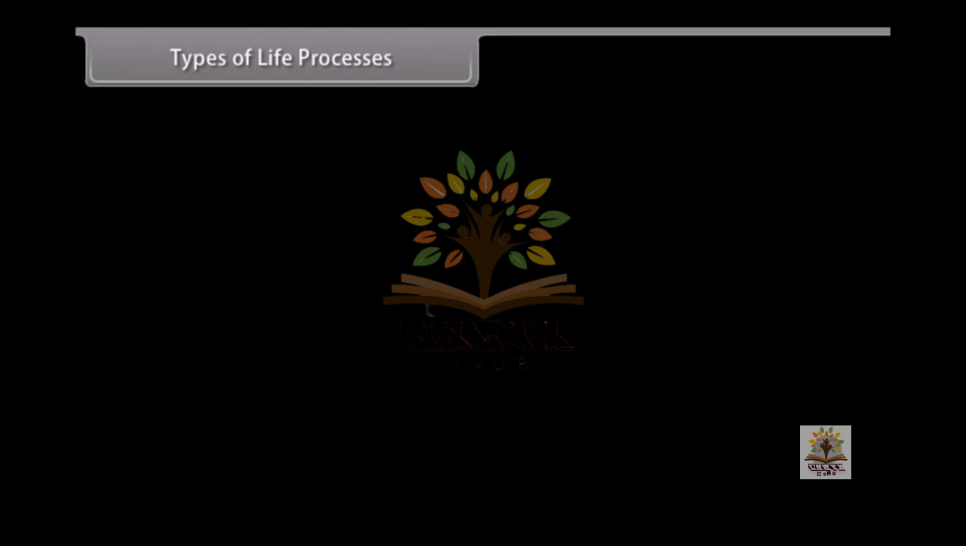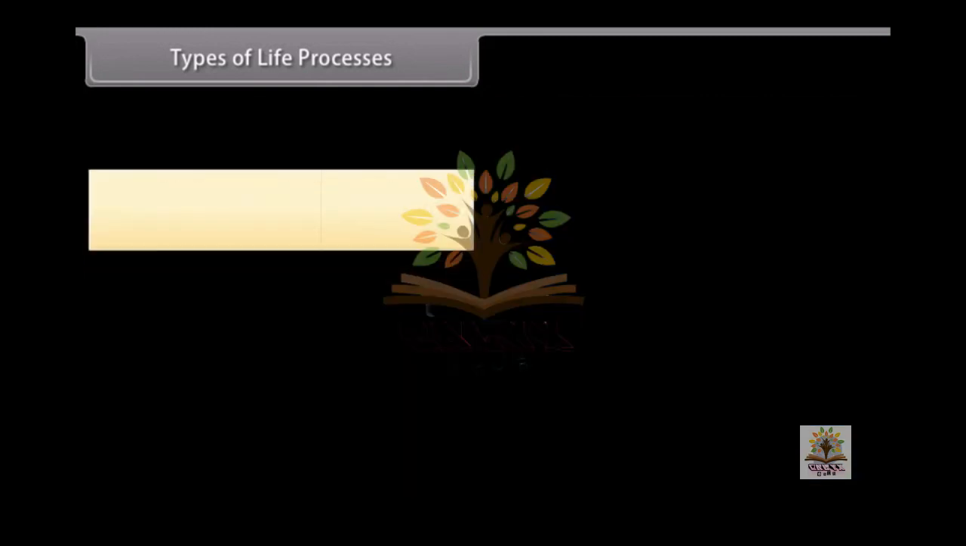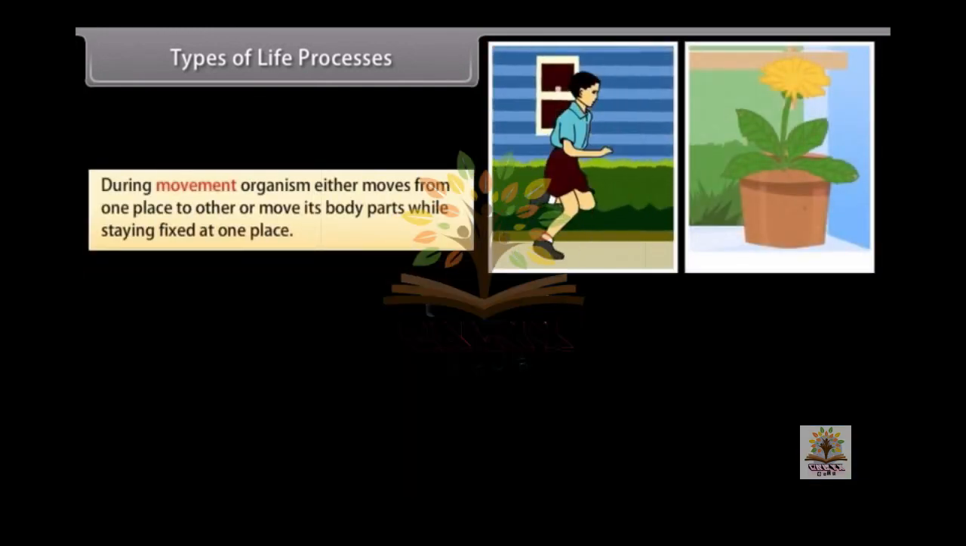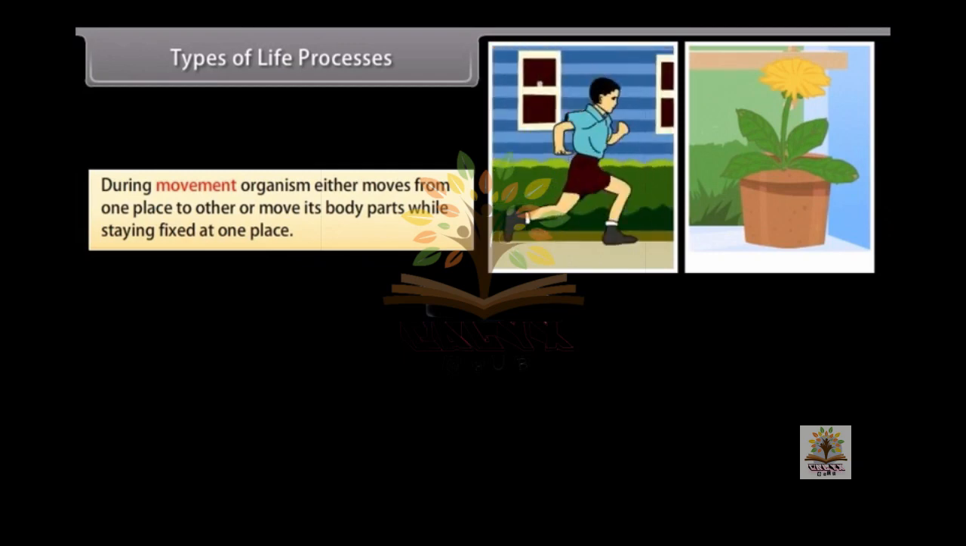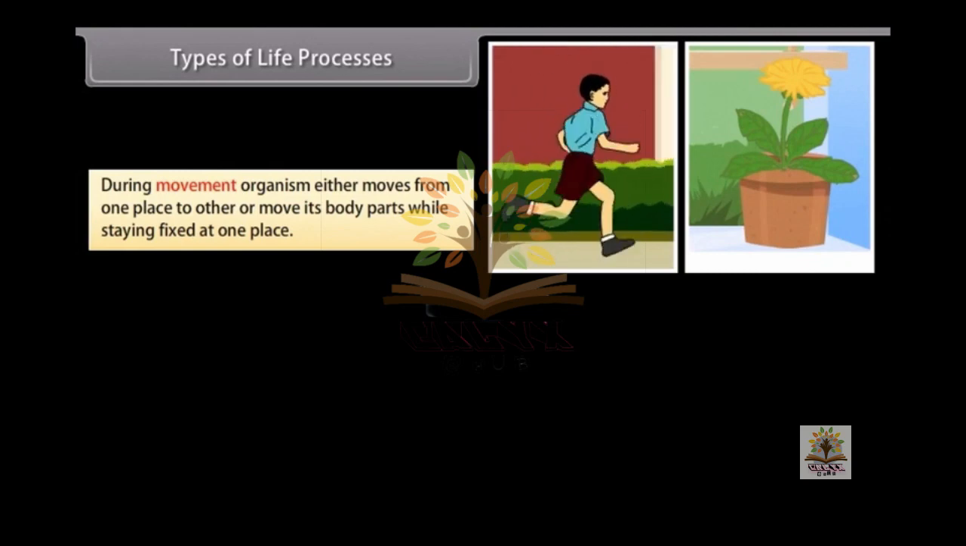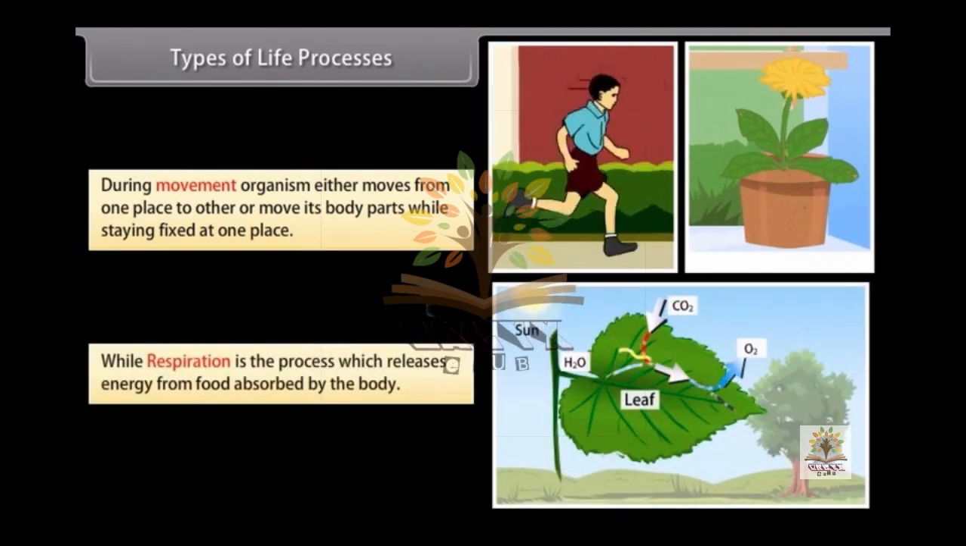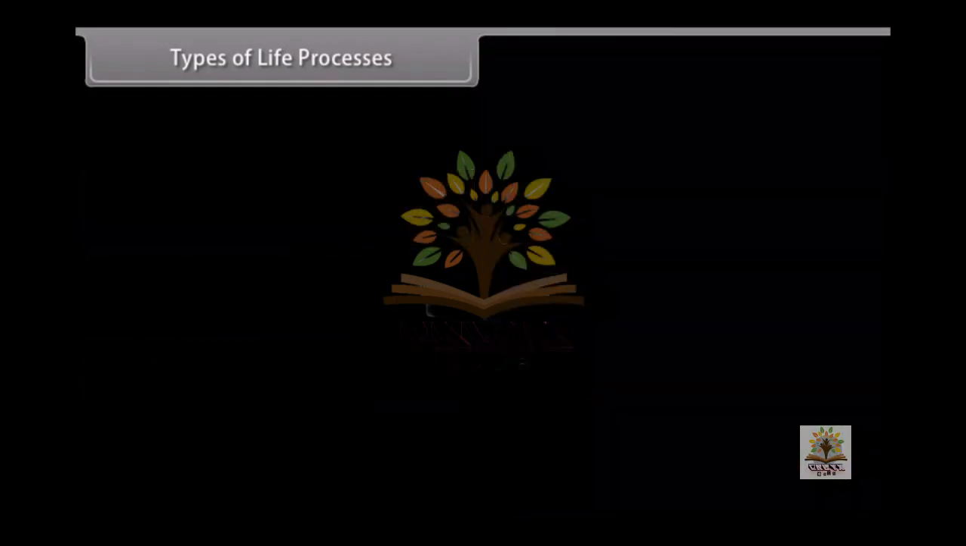Types of life processes. There are following basic life processes: movement, respiration, sensitivity, growth, reproduction, excretion, nutrition, transportation. During movement, organism either moves from one place to other or moves its body parts while staying fixed at one place. While respiration is the process which releases energy from food absorbed by the body.